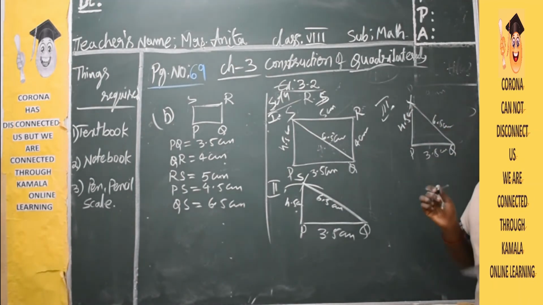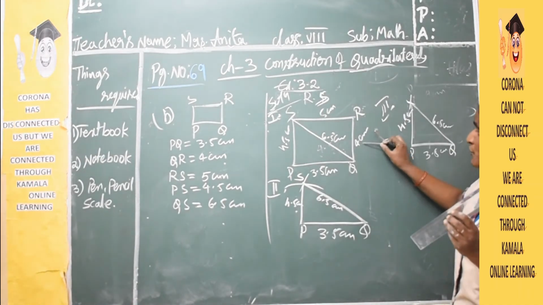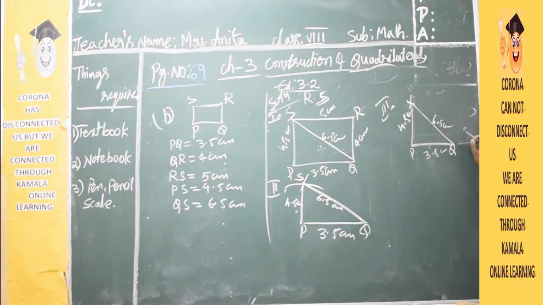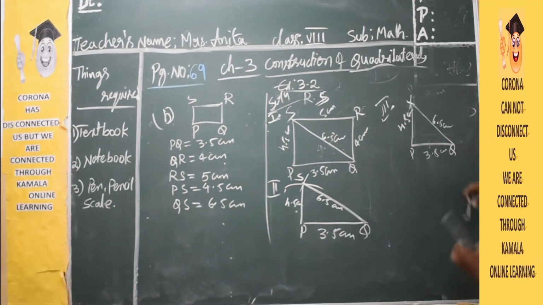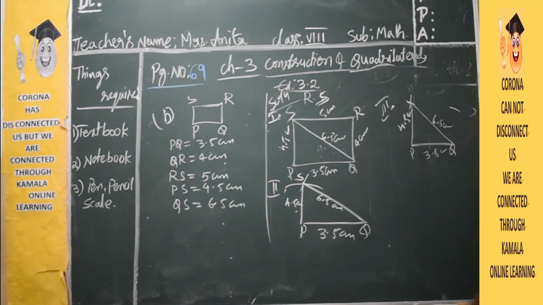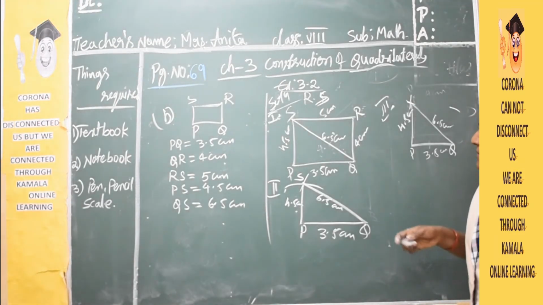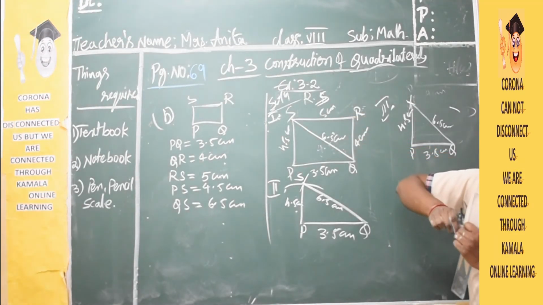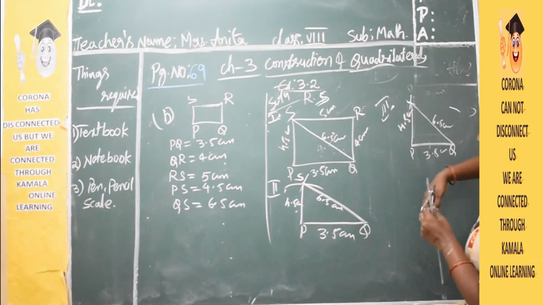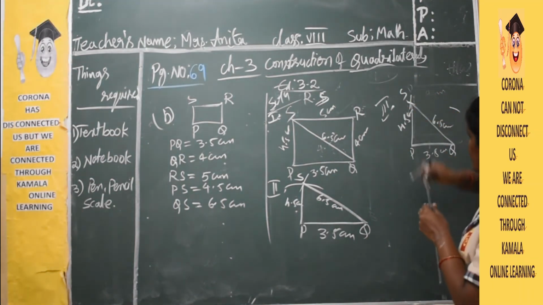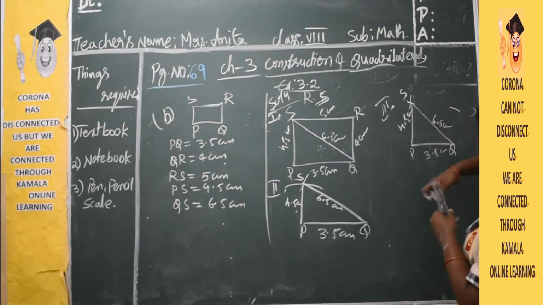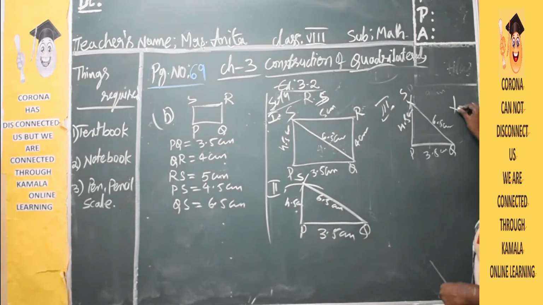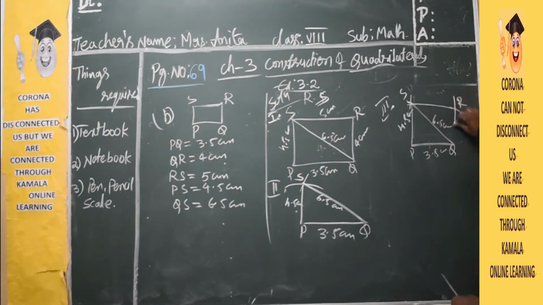Next, use the compass. Take the measurement on the ruler, that is 4 centimeters. Q as a center, draw an arc like this. Next, take the measurement on the ruler, 5 centimeters, use the compass, S as a center, draw one more arc like this. Where these two arcs intersect at one place, that is represented as capital R. Join RS and QR.